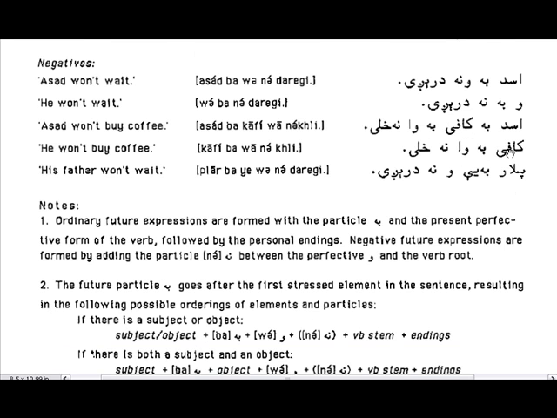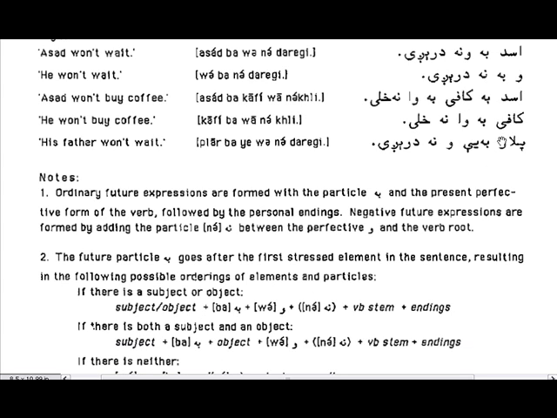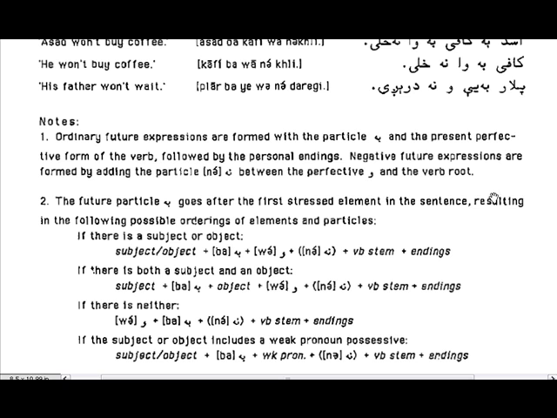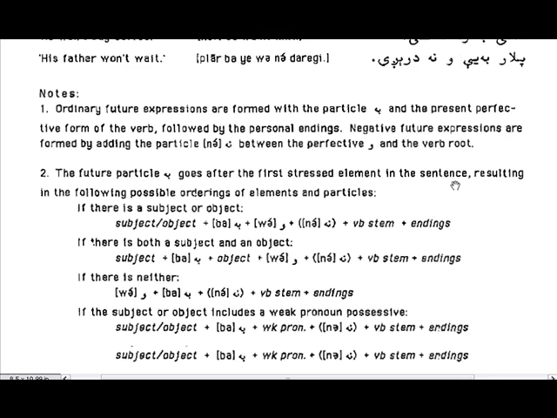He won't wait. Asad ba kafi wa naakhli. Asad won't buy coffee. Kafi ba wa nakhli. Plar ba ye wa nadregi. His father won't wait. Ordinary future expressions are formed with the particle ba and the present perfective form of the verb, followed by the personal endings. Negative future expressions are formed by adding the particle na between the perfective wa and the verb root.